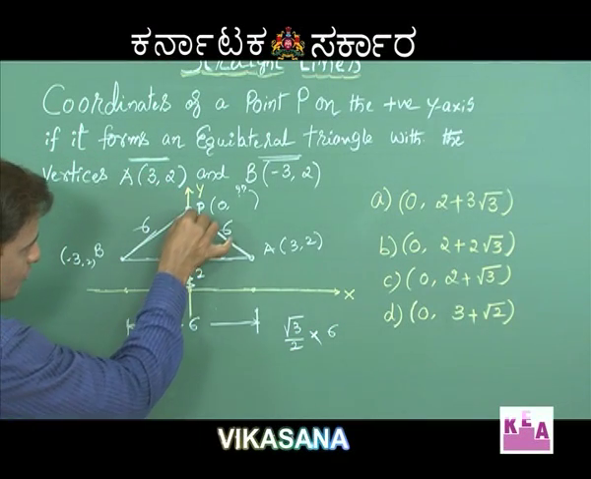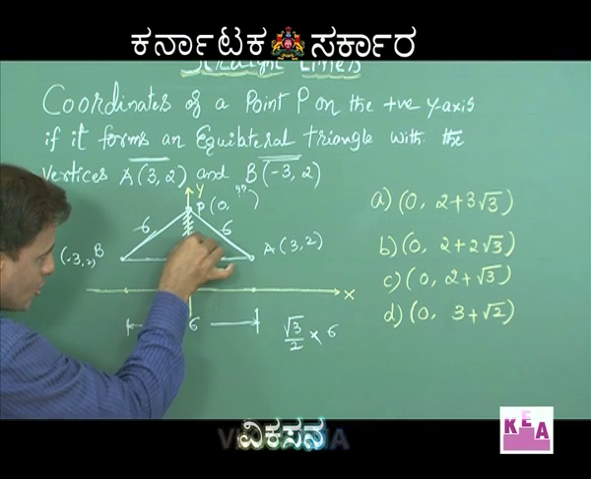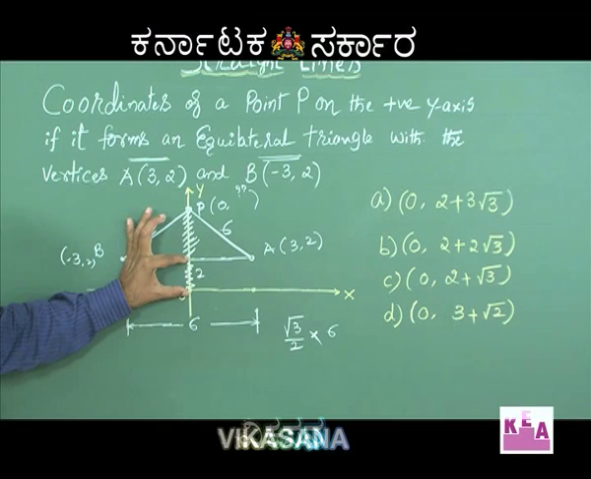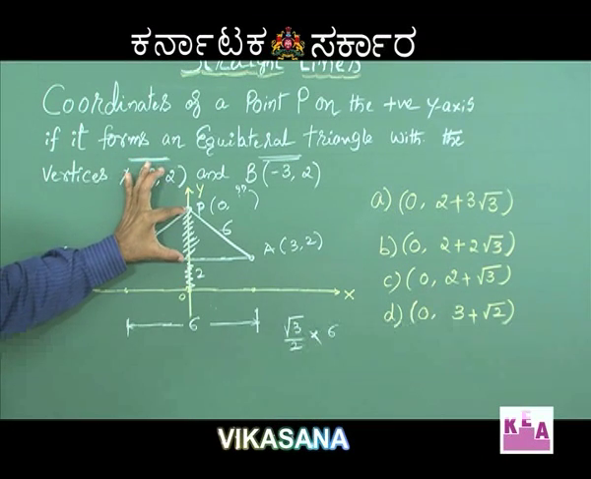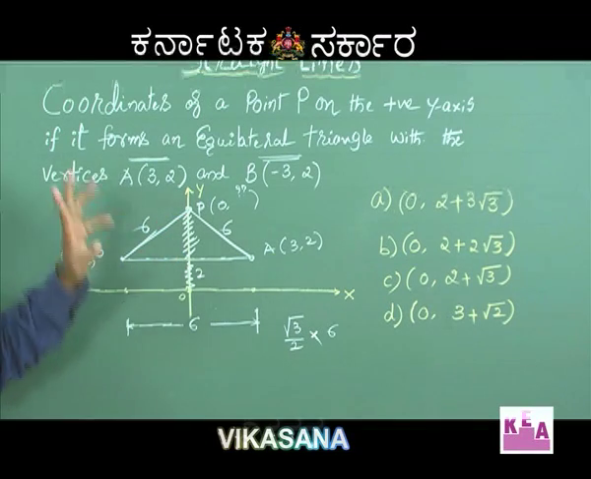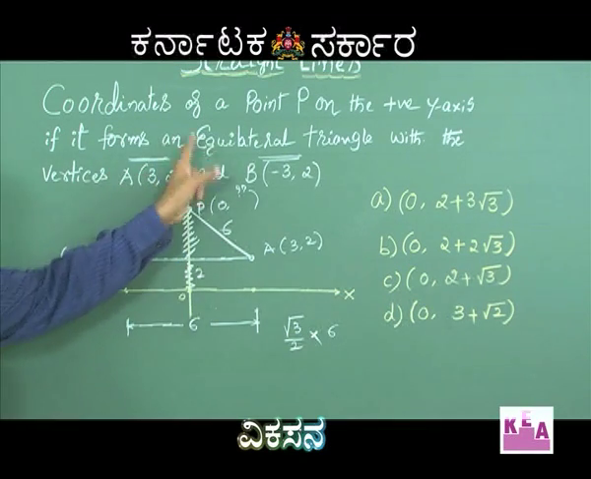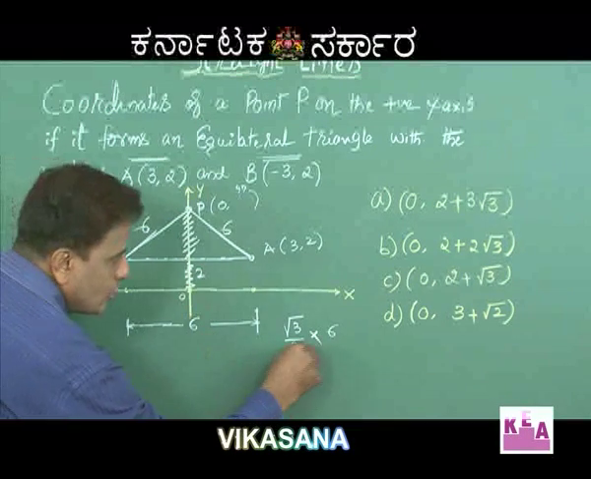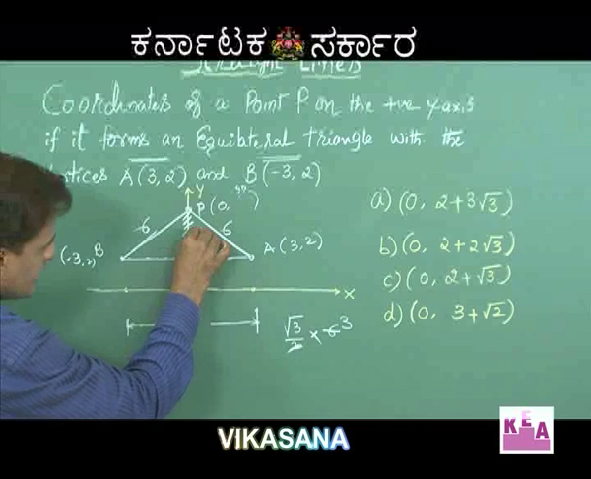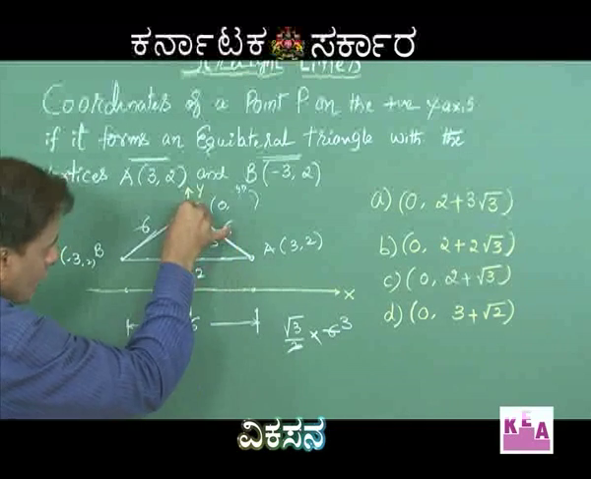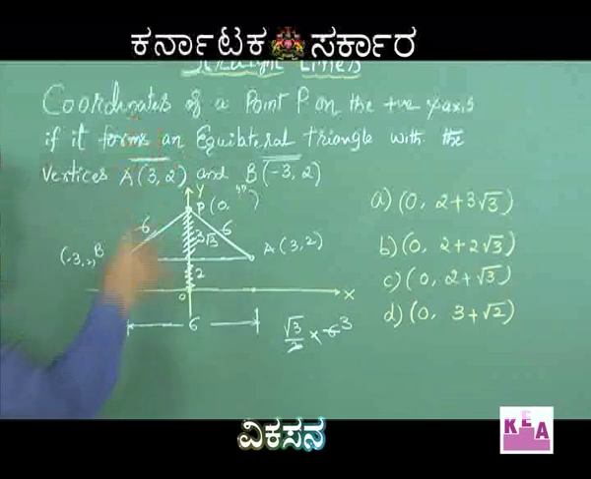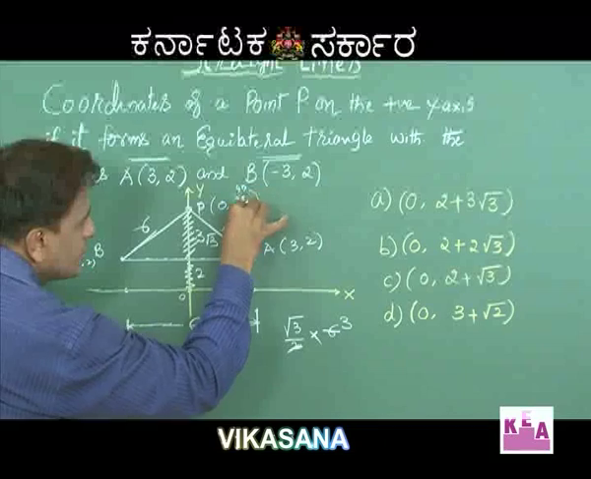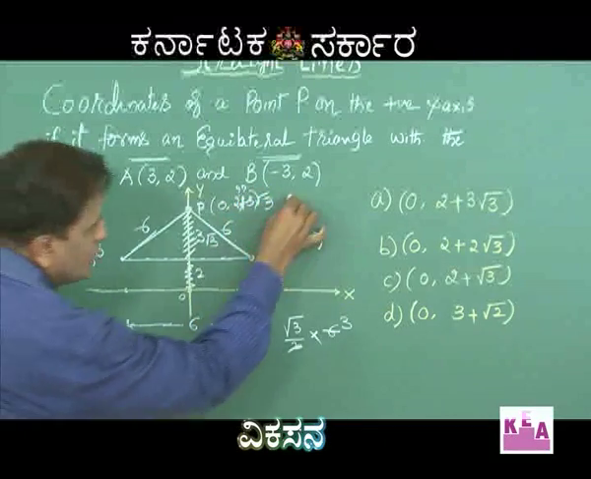So to find this height of the equilateral triangle, once again note this point. To find the y coordinate, we are already aware of this length, which is 2, and now we need to find this length, which is equal to the height of the equilateral triangle. Height is root 3 by 2 into side, 2 3s are 6, that means this portion is 3 root 3 and the total y coordinate will become 2 plus 3 root 3. So this point is (0, 2 + 3 root 3). I think the right option is A.